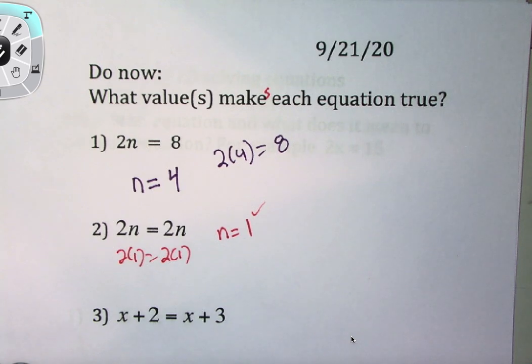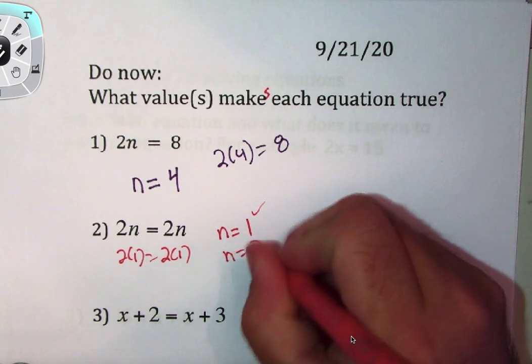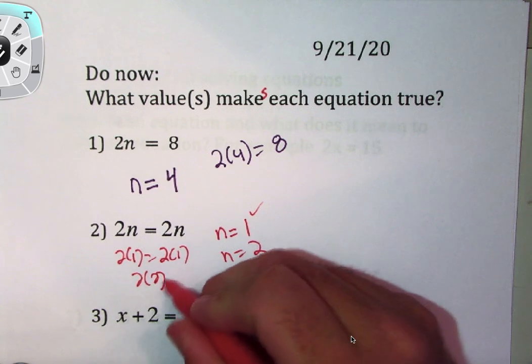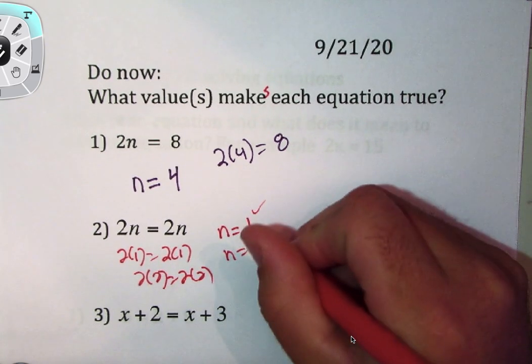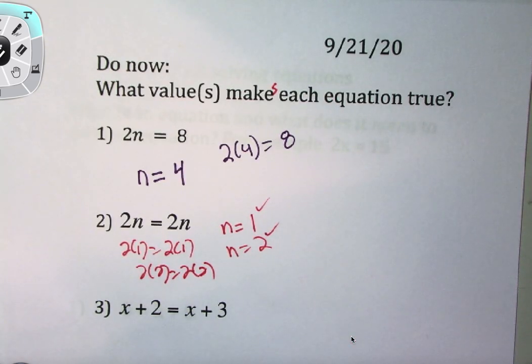Anyone have another number? And we might say 2 works. Why does 2 work? Well, 2 times 2 equals 2 times 2. Great, so we got 2 answers. Now the question is, are there more than 1 and 2? Does anything else work? Someone might say 3 works. 2 times 3 equals 2 times 3. And 3 does work.